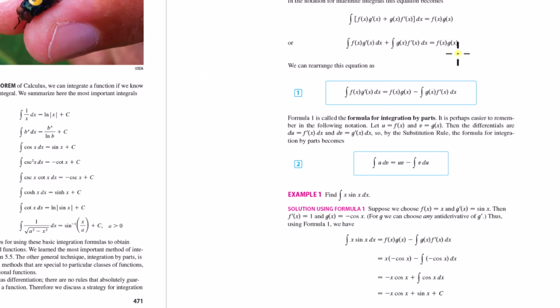Okay, so this is dv, and then f of x is just u. U is f of x, and g prime of x dx is dv. So you get the integral of u dv is equal to uv minus the integral of v du. This is the integration by parts formula that you're going to end up memorizing. The integral of u dv is equal to uv minus the integral of v du. That becomes second nature to you.